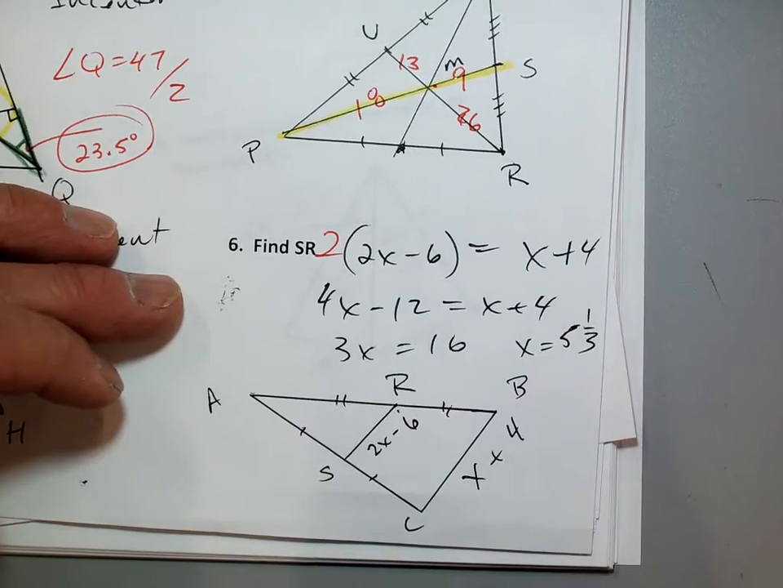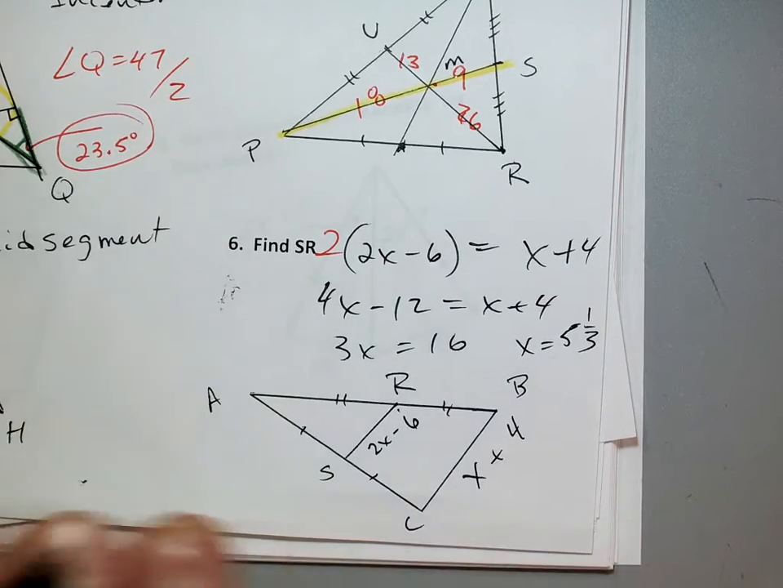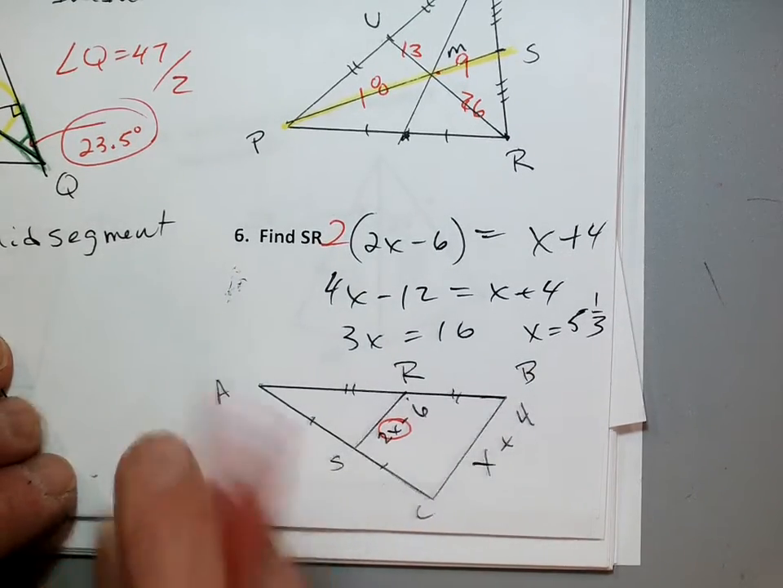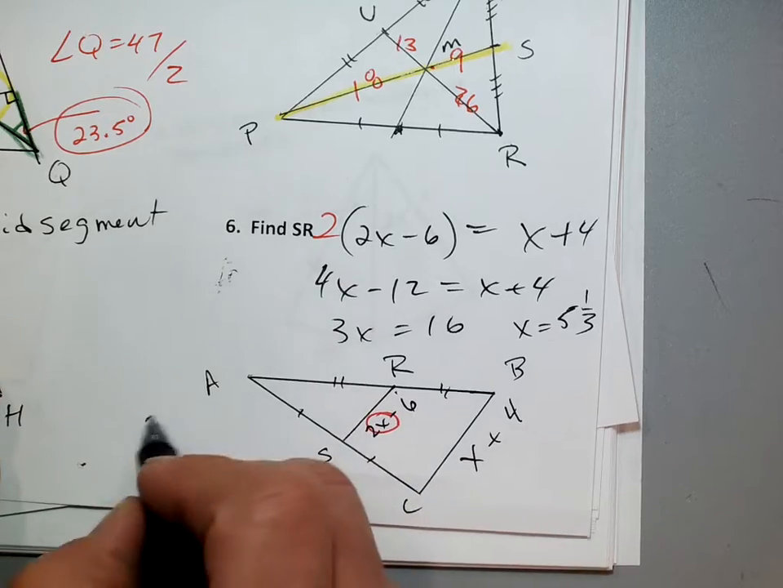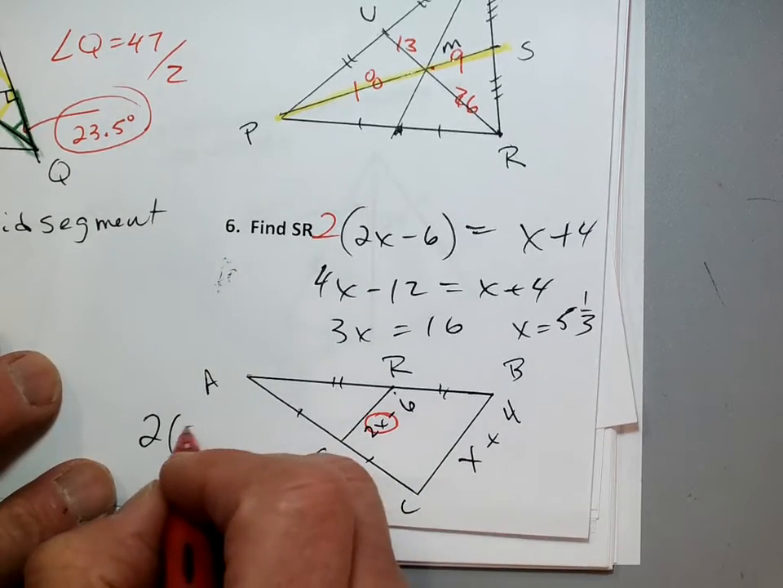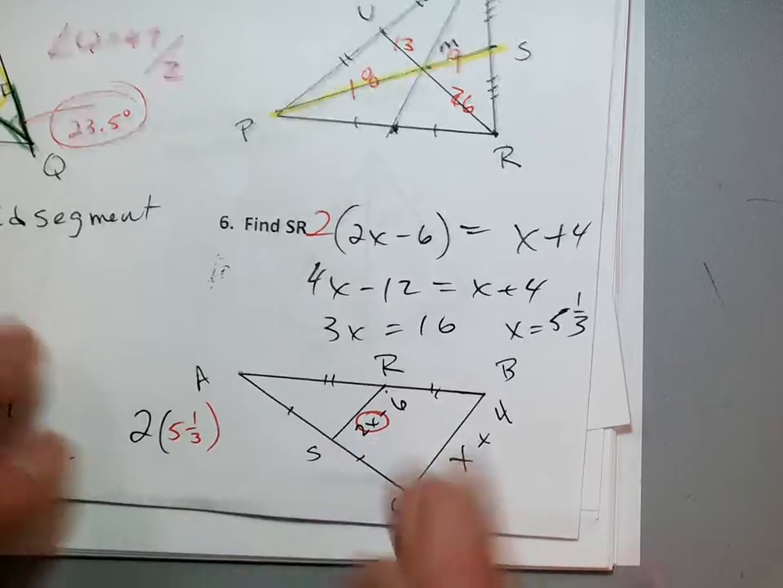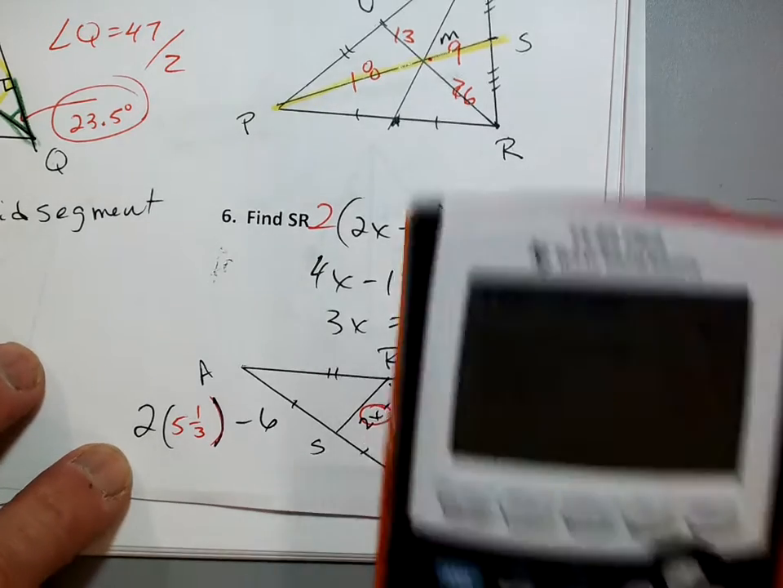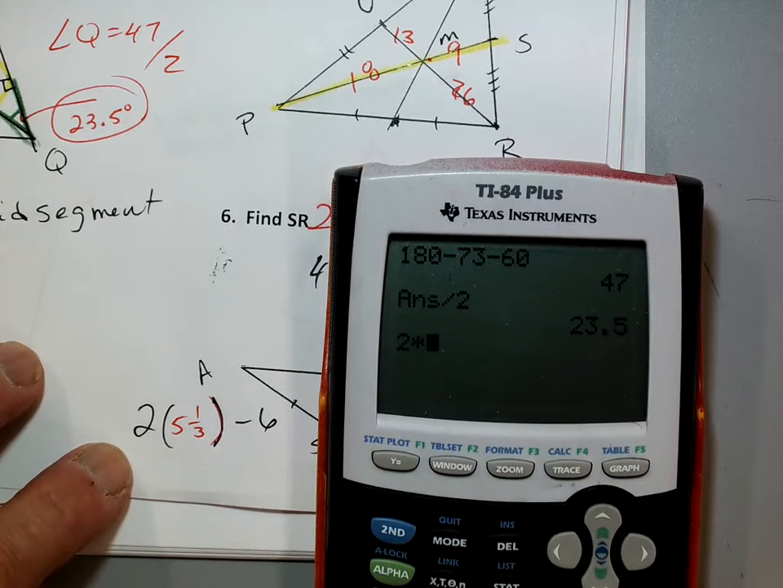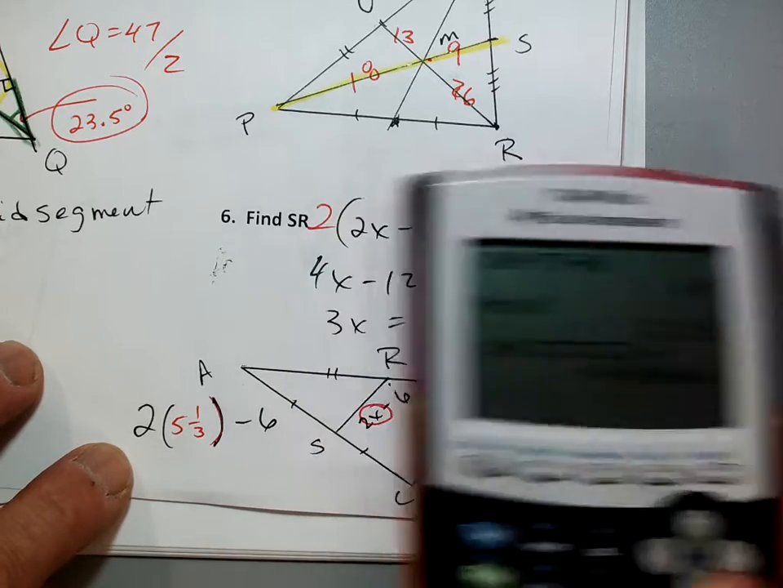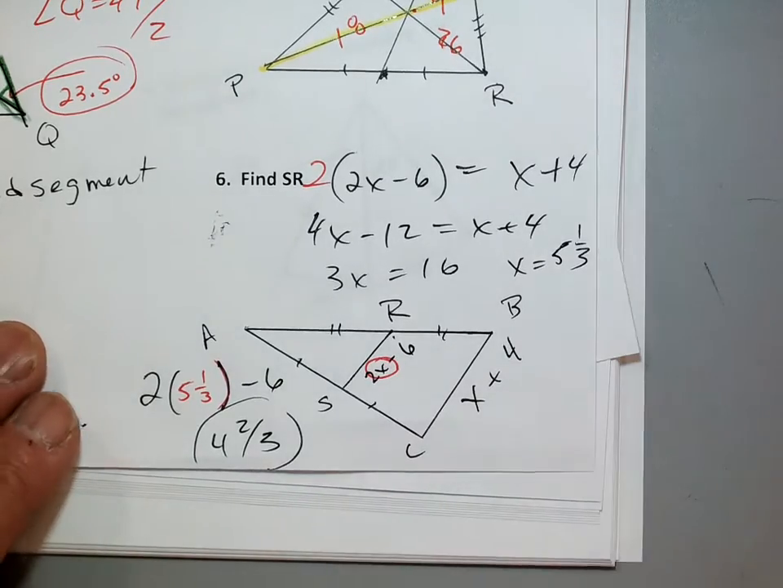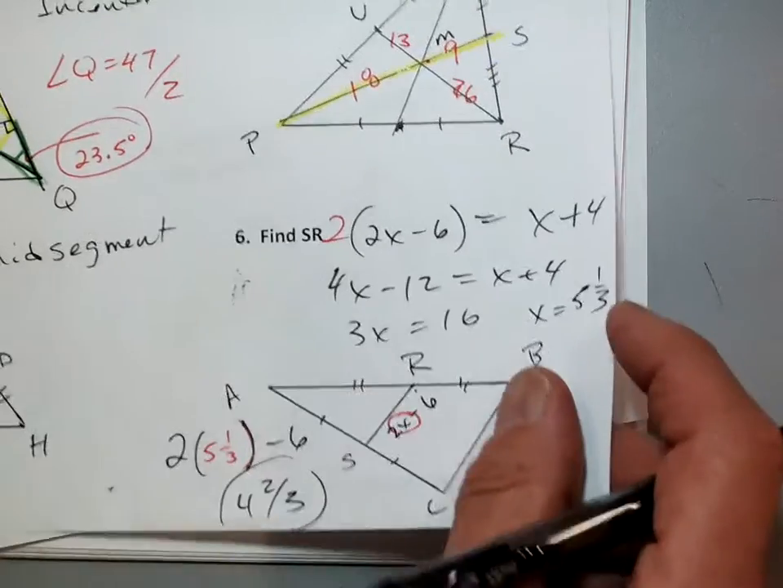But I got to plug it in to find SR. So I'm going to take my 5 1/3 and put it right in there, because that's not the answer. So we're going to go 2 times 5 1/3 minus 6 equals SR, and I'll just use my calculator. 2 times 5 point, lots of 3's, minus 6, and I get an answer of 4 2/3. 4 2/3, okay? Again, if I get going too fast, just slow the camera down and go back through, okay?